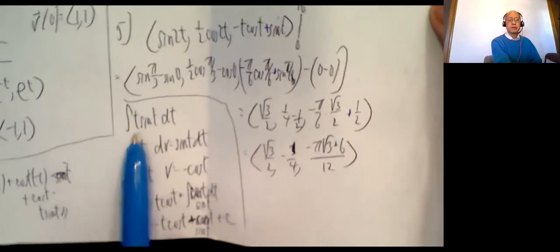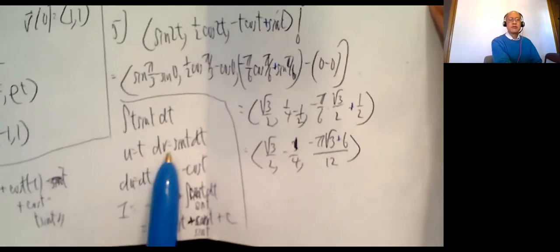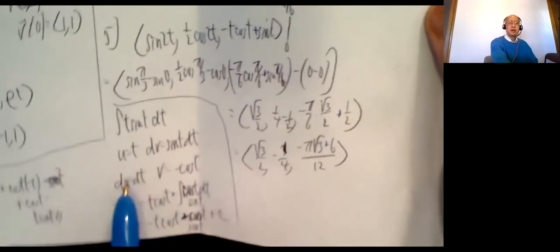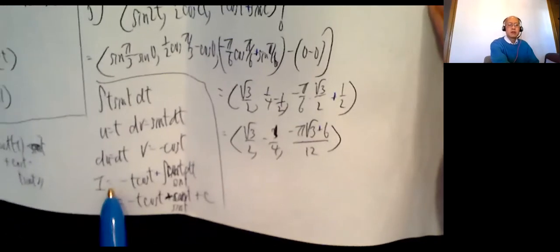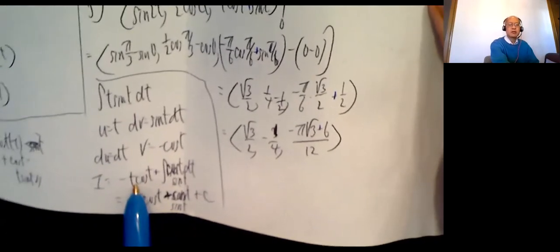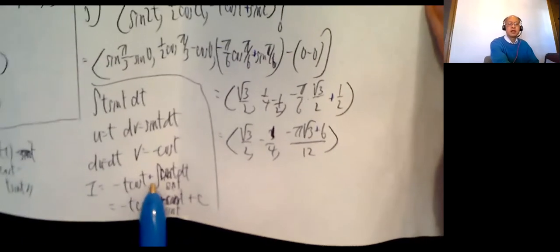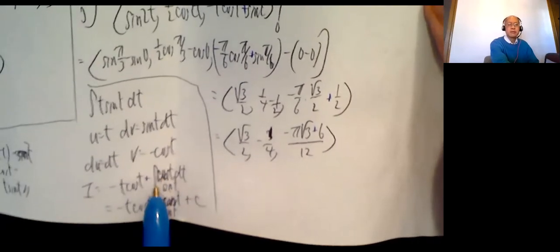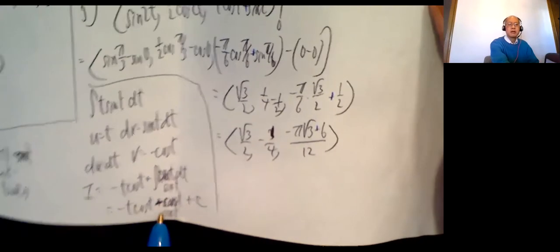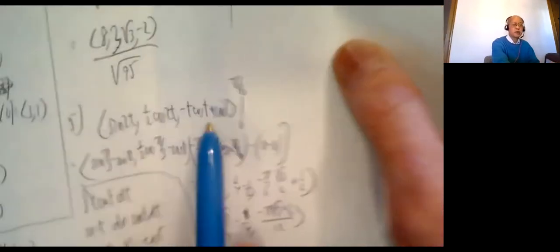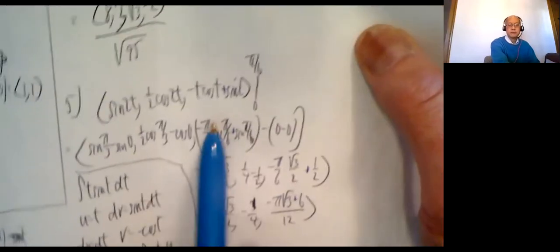Remember integration by parts from Calc 2: let u be t, dv is sine t dt, du equals dt, v is negative cosine t. So the integral is uv, negative t cosine t, plus the integral of v du. It's minus a minus, so it's positive, the integral of cosine, which becomes sine. So negative t cosine t plus sine t plus c. So that's what gets plugged in here.